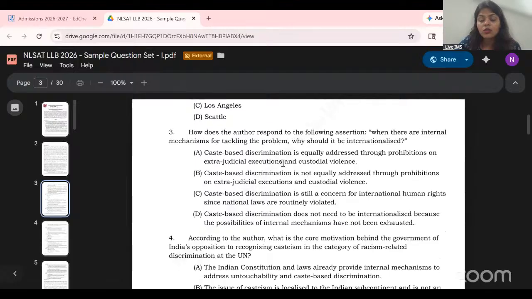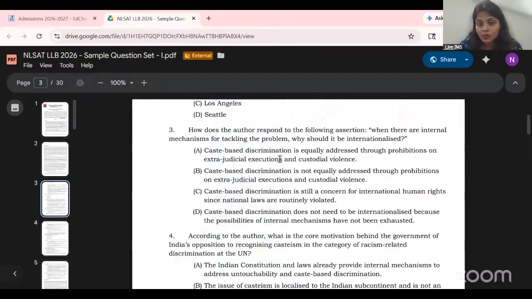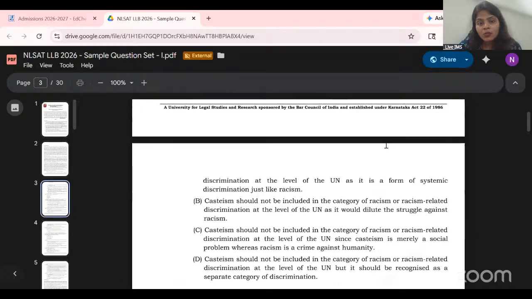Let's move on to the third question. Again, let's try to understand it. It is talking about how the author responds to the following assertion. The assertion given is: when there are internal mechanisms for tackling the problem, why should it be internationalized? Now it is asking about the author's response to this assertion. When you find such keywords, or lines being taken from the passage itself, you have to go back and refer to those lines. So let's go back to our passage.